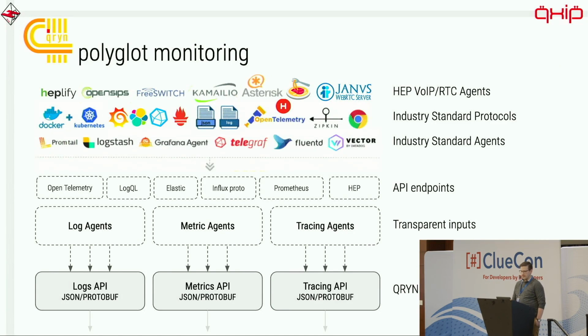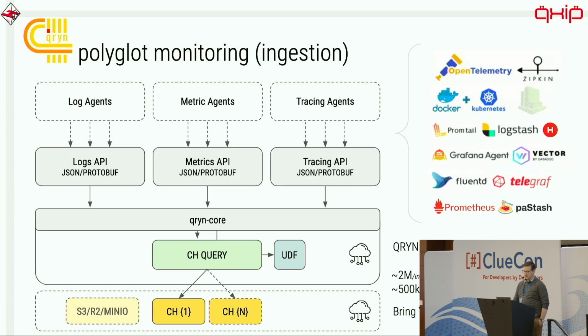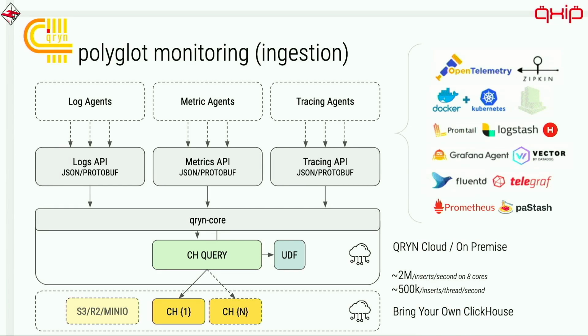We have API endpoints, and we kind of split it between the log agent, metric agent, and tracing agents, but they're just paths in the same core, and it will accept JSON and protobuf to write to the QRYN core, which essentially transpiles your queries into ClickHouse queries that are optimized and fast for insert and good for readout. You can bring your own ClickHouse, or you can use a cloud ClickHouse. It doesn't really matter. It can run on top of any type of ClickHouse clustering, ClickHouse deployment.